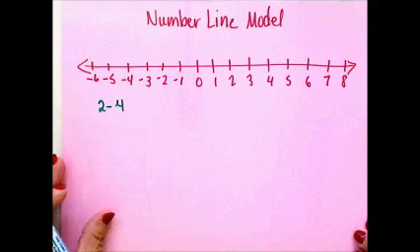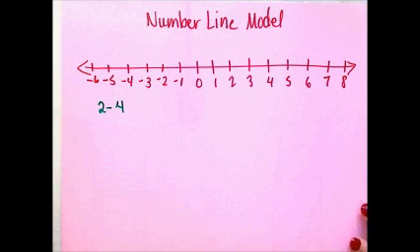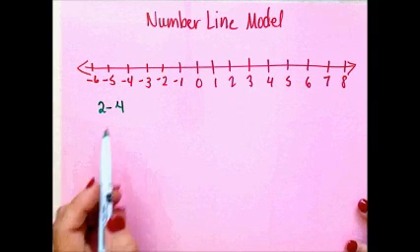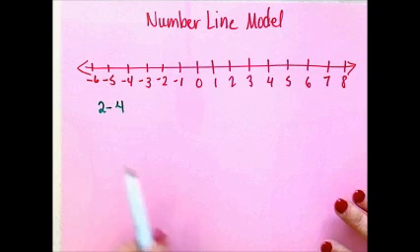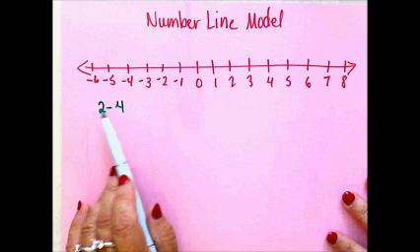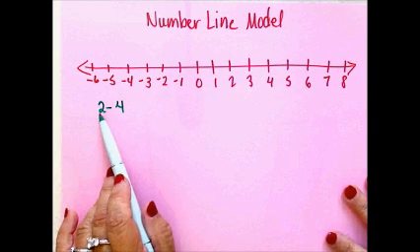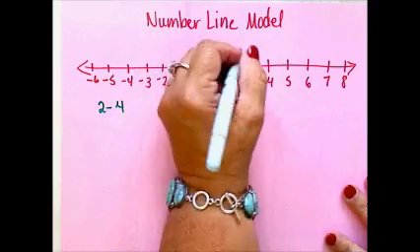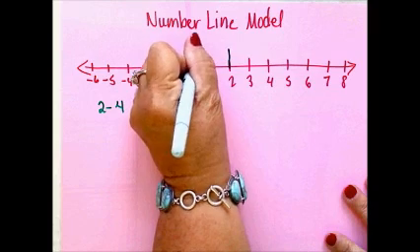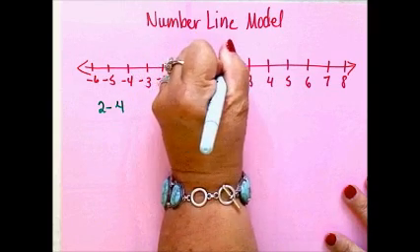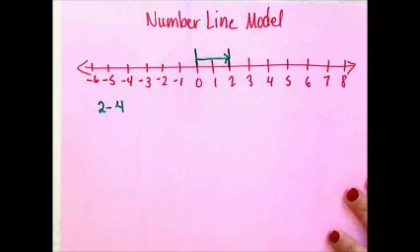Okay, and the third model of addition and subtraction we're going to use is the number line model. The first thing I'm going to do is very similar to what we did with whole numbers, but now we've got positive and negative numbers both. So we're going to start out at positive 2. If I started at 0 and went to positive 2, that would give me there.